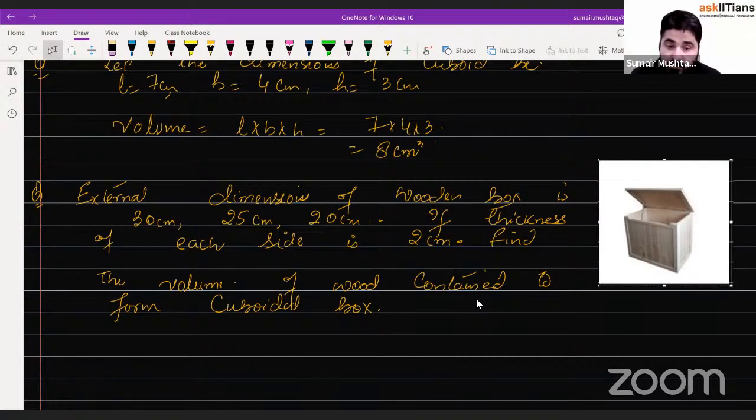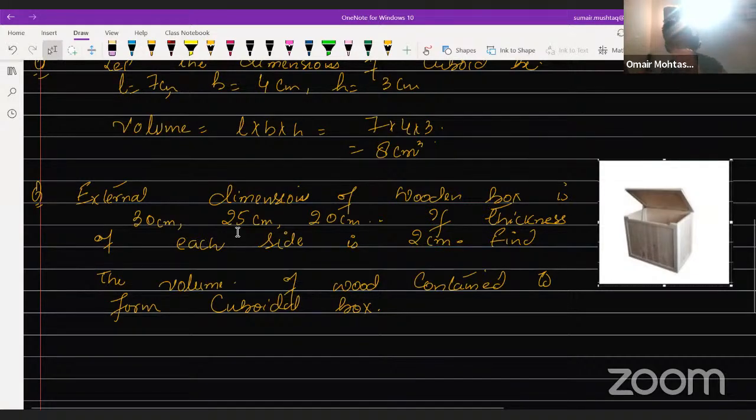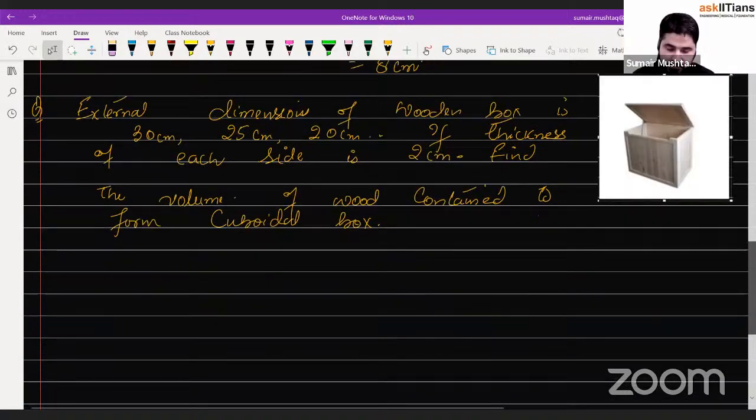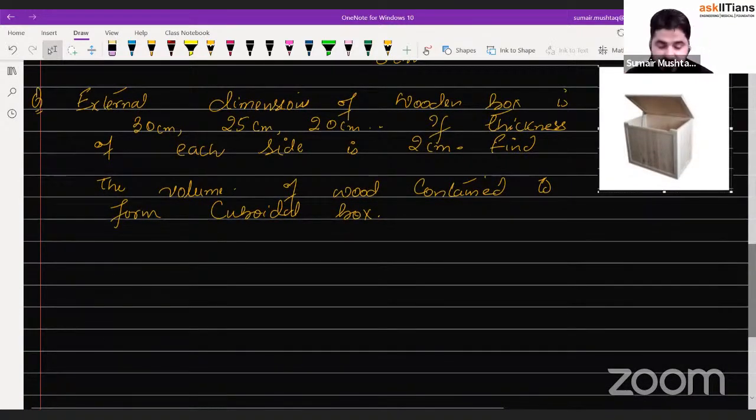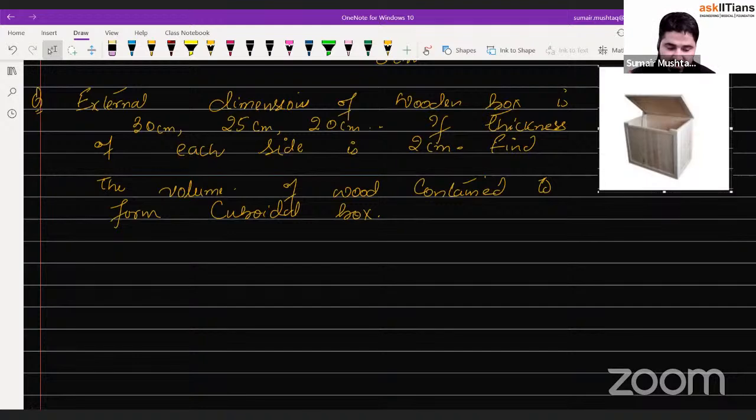Yeah, sure. So first what I will do is find the external volume. Then I will find the internal volume by multiplying the dimensions. Then I have the thickness given, 2 centimeter. It means each plank fixed on the edge has a thickness of 2 centimeter. Then I will subtract the internal volume from the main volume and find the volume of wood. Exactly, great.